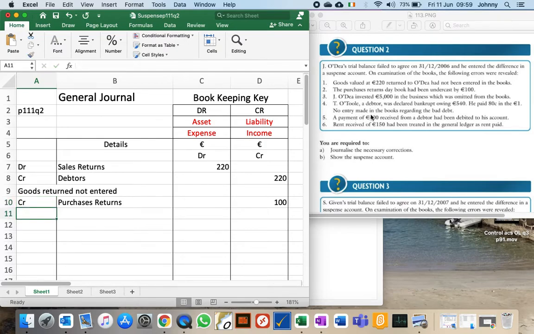The total of the purchase returns book was under-totaled. That doesn't mean that what was put into the people's accounts, so the creditors, was done wrong. So we presume creditors was done right. That means that the only correction I have for this is purchase returns, which means there must be a suspense.